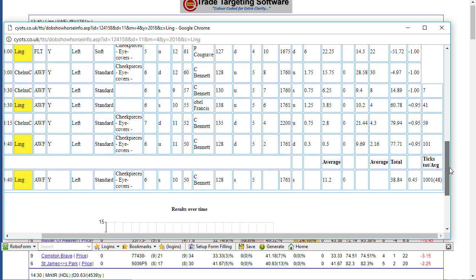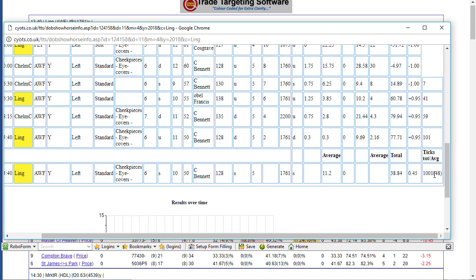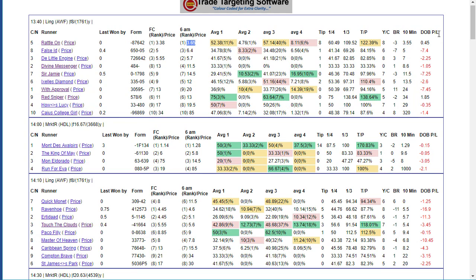But I've set it up so we can do some quick checks to see if it's worth being on this runner. In this occasion, on average it has a tick movement of 48 ticks in play, so that's obviously worth considering for an in-play move.